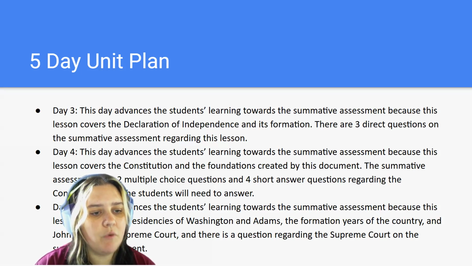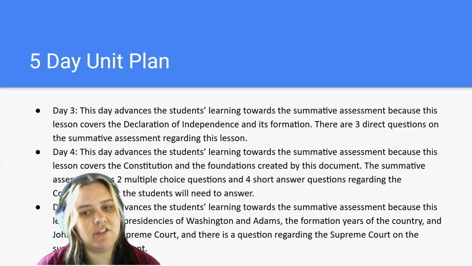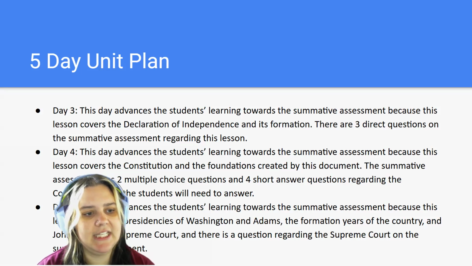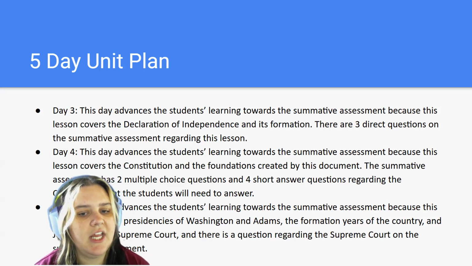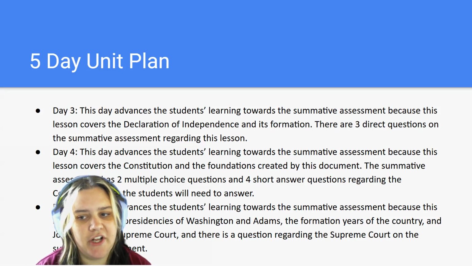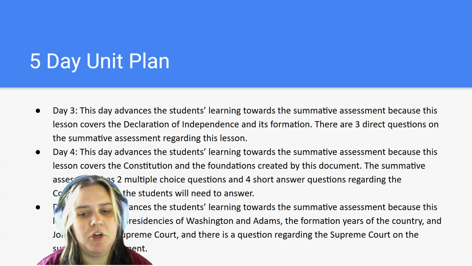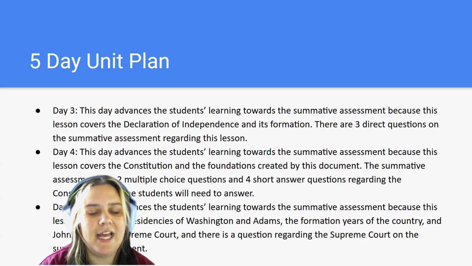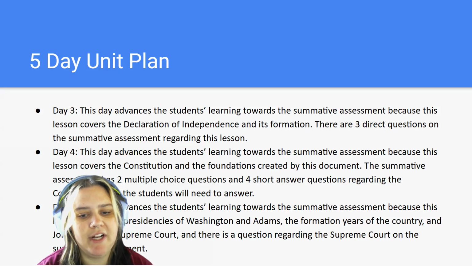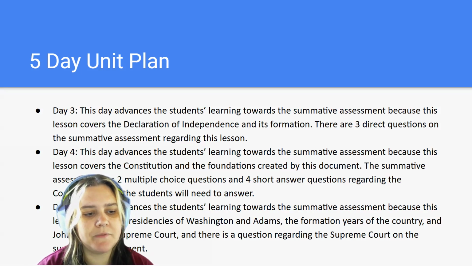And then for day four, this day advances the students' learning towards the summative assessment because this lesson covers the Constitution and the foundations created by this document. The summative assessment has two multiple choice questions and four short answer questions regarding the Constitution the students will need to answer. These questions also cover the Bill of Rights and ask the students to provide examples from the Bill of Rights to support their answers.